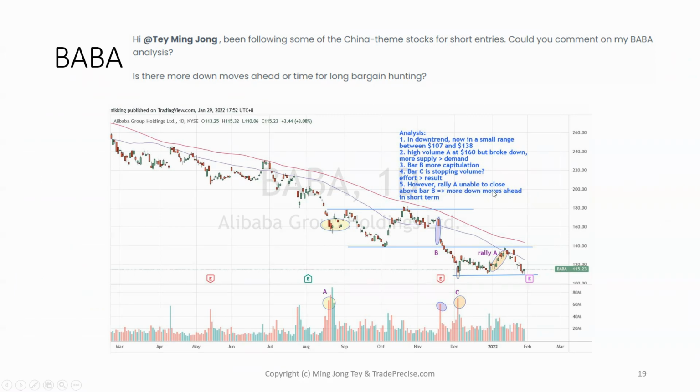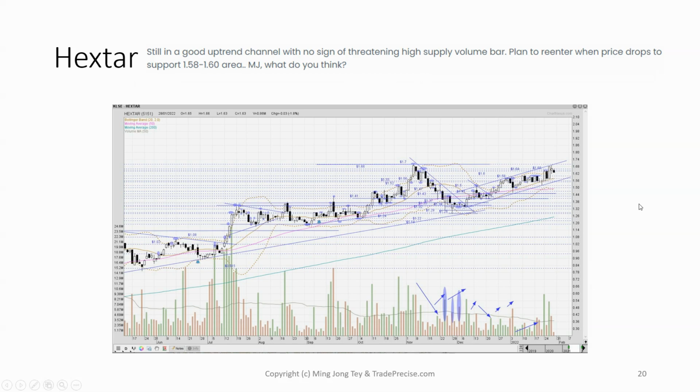I think there is more downside ahead. So not really for bargain hunting. I mean, if you want bargain hunting, certainly there will be a lot of chances and you will have plenty of time. Rarely will you have a V-shaped rebound unless there is something going on with the market. So I just suspect that there will be more weakness ahead for Baba.